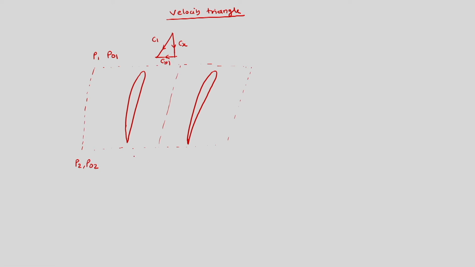Similarly, if we take outlet, then for outlet this is C2, this is Cx2 and this is Cy2. So we can draw the mean velocity triangle as Cxm, this is Cm and this is Cym, and this angle mean is alpha m. So this is the typical velocity triangle for compressor cascade.